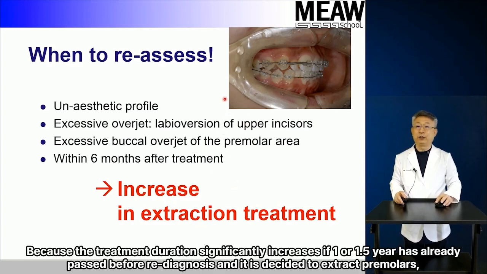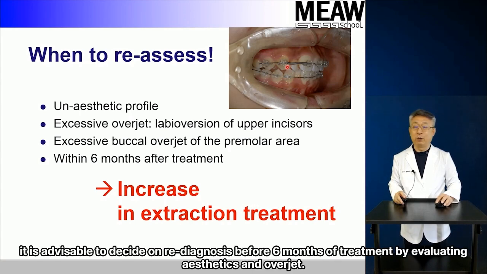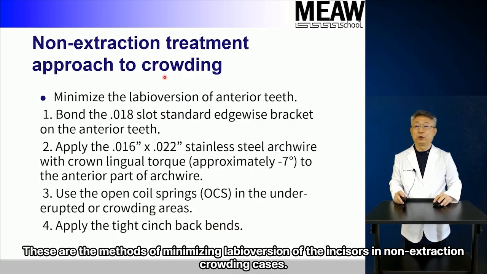Because the treatment duration significantly increases if 1 or 1.5 years have already passed before re-diagnosis and it is decided to extract premolars, it is advisable to decide on re-diagnosis before 6 months of treatment by evaluating aesthetics and overjet. These are the methods of minimizing labioversion of the incisors in non-extraction crowding cases.